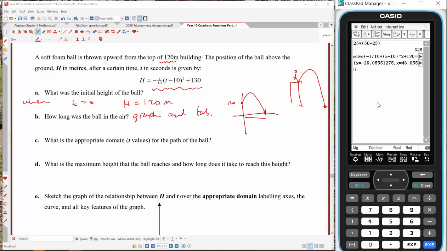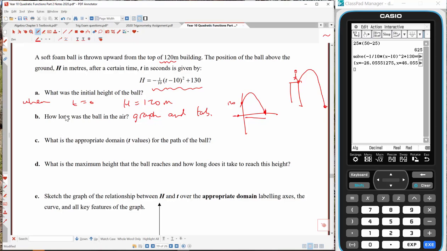Interestingly, it's told us that we've got two x-intercepts here, one at -26.05 and one at 46. Now, it's our job to know that one of those x-intercepts, which would be this one here, is irrelevant. That's not where the ball starts. The ball didn't start back here. It was thrown from 120 high. That was the initial value. So we can ignore this value here, and we can only take this.